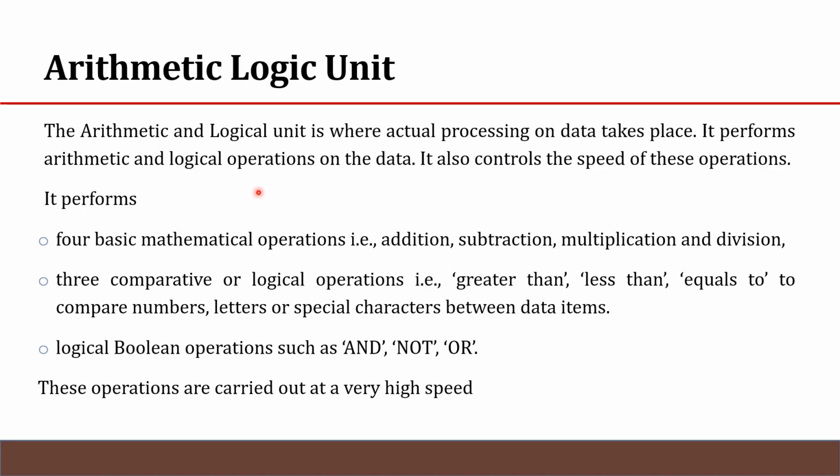The arithmetic and logic unit is where actual processing on data takes place. It can also be called the data path. So this data path block actually performs the processing of the data. It performs arithmetic and logical operations on the data, and it also controls the speed of these operations.